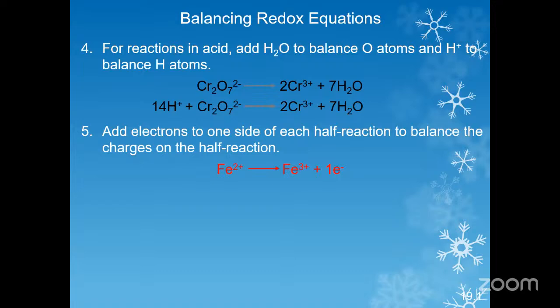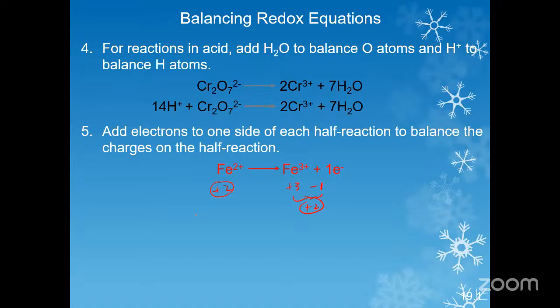So because this side had a total of plus 2, and this side has a total of plus 3, then you add 1 electron to this side, so you're adding a minus 1 charge here, and this now becomes plus 2, which is equal to the plus 2 on that side, right? So the key thing you need to remember here is that the electrons are added to the side with the net higher charge, right?